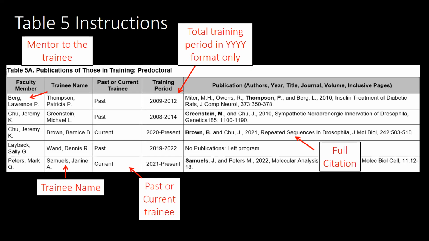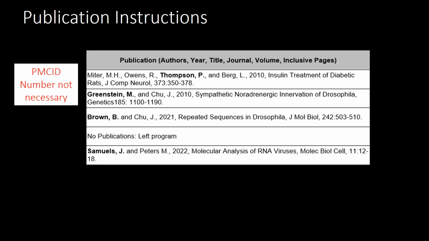Obviously enter the whole citation there. You don't need to have the PMCID number. Now, if you're doing it in Extract, it doesn't put it in there. But if you're doing it in Word, sometimes when you copy the whole citation, it's going to show up in there. You don't have to put it in there. I mean, they're not going to ding you if you do put it in there, but I'm just saying it's not necessary.